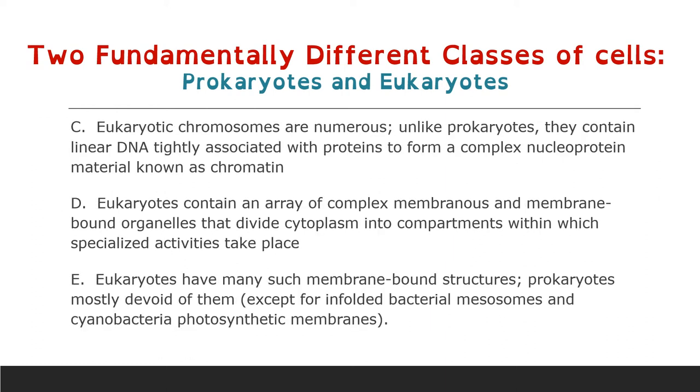So eukaryotic chromosomes are numerous. Unlike the prokaryotes, they contain linear DNA tightly associated with proteins to form a complex nucleoprotein material known as chromatin. Okay, so again, prokaryotes do have a linear DNA. Okay, and then eukaryotes contain an array of complex membranous and membrane-bound organelles that divide the cytoplasm into compartments within which specialized activities take place. And then eukaryotes have many membrane-bound structures, while prokaryotes are mostly devoid of them, except for enfolded bacterial mesosomes and cyanobacteria photosynthetic membranes.